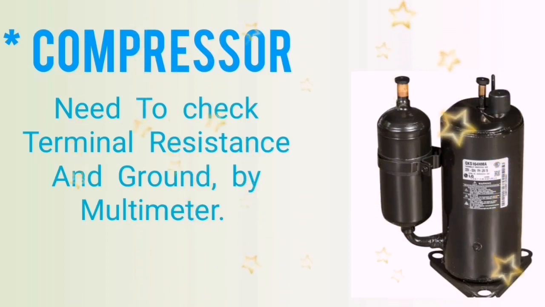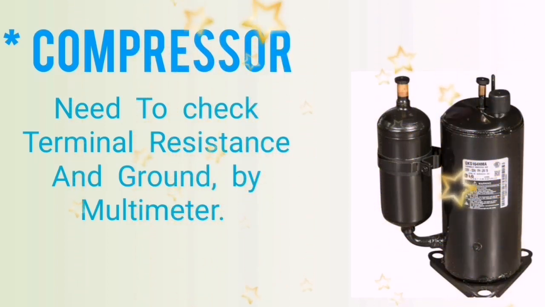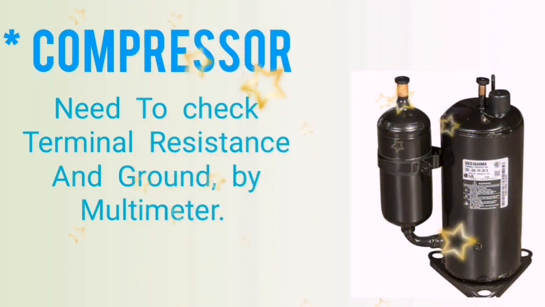Step 4. To check the compressor. If all components present in the AC are okay, then you have to check the compressor. To check the compressor, we need a multimeter.